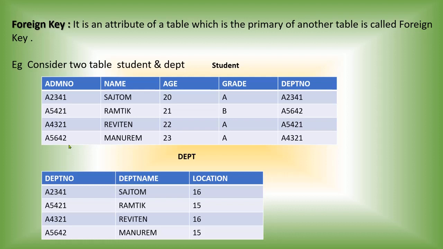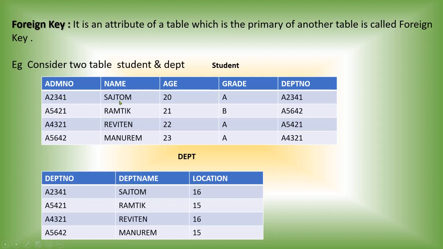It is an attribute of a table. Foreign key is an attribute of a table which is the primary key of another table. See, I have just given two different tables. Student is there, department is there. These are the two different tables.